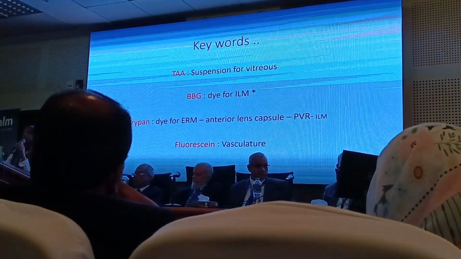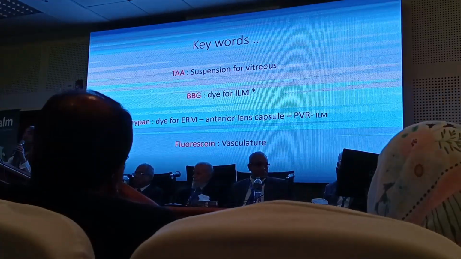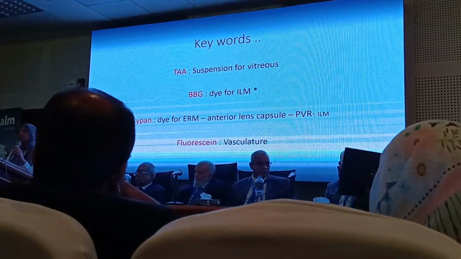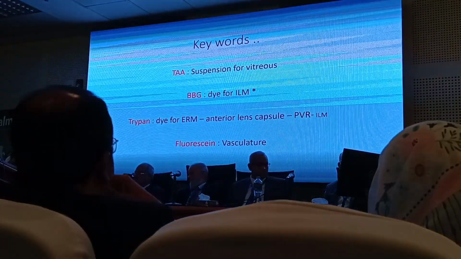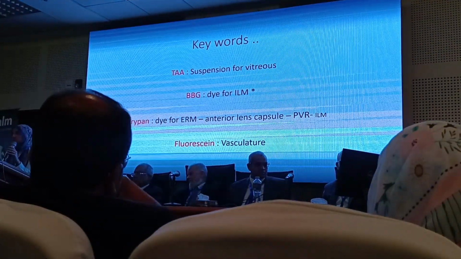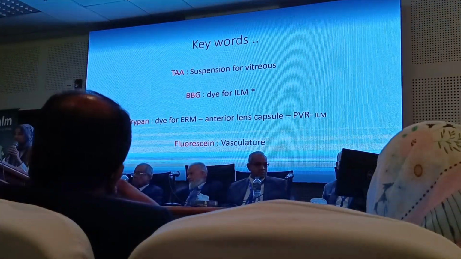The keywords. TA is a suspension for the vitreous, BBG is a dye for the ILM, trypan blue is a dye for epiretinal membrane, lens capsule in general, anterior lens capsule, PVR, plus or minus ILM. Fluorescein is for the vasculature.